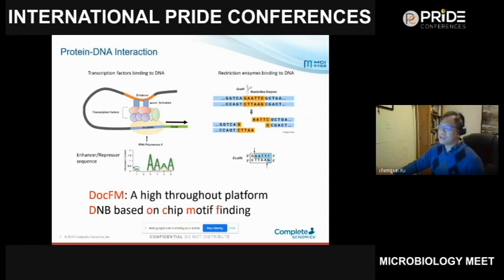Another kind of DNA-protein interaction is like restriction enzymes. After the enzymes bind to the DNA, they cut the DNA. So basically, the goal here is to use DocMF to identify the binding site and the cleavage site, and the binding site for cases with no cleavage.